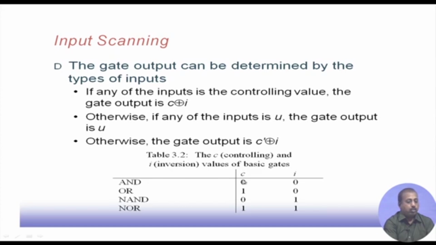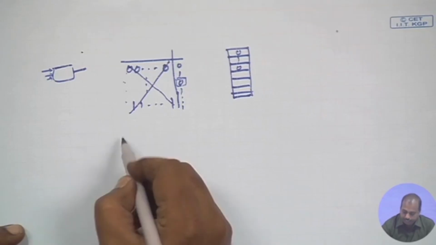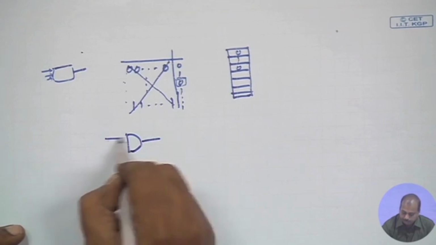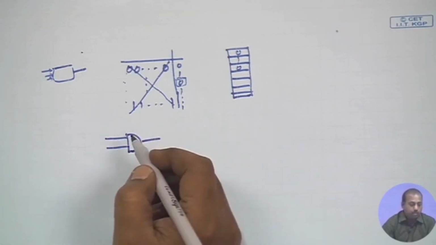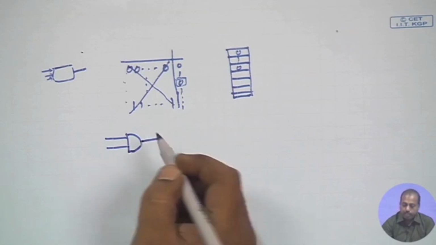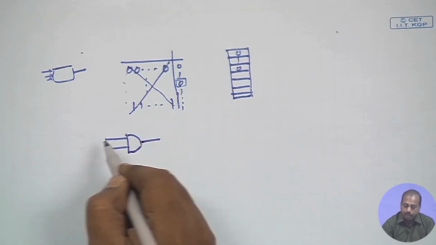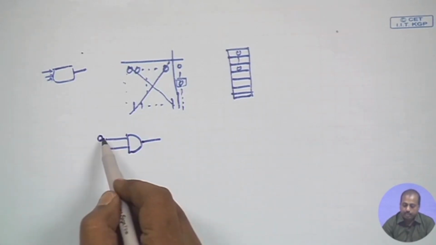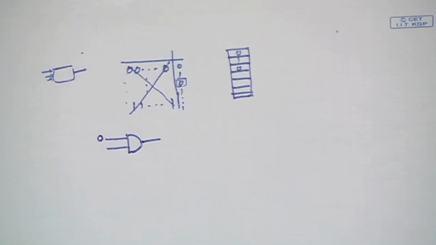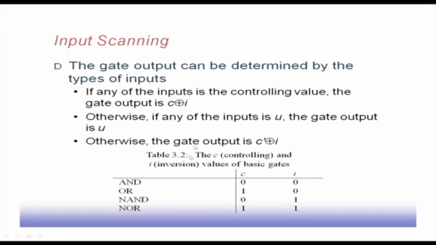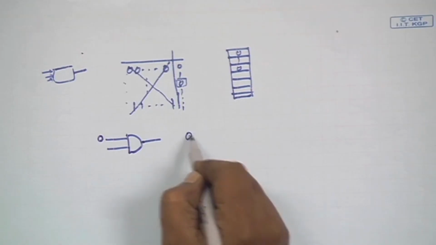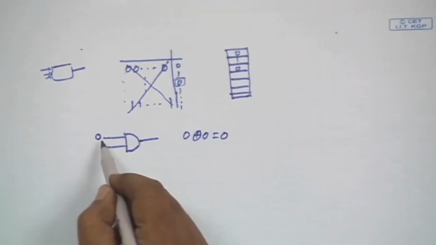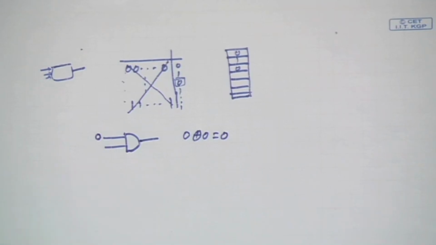For an AND gate, the controlling input is 0 and the inversion value is also 0. That means if I have an AND gate to be simulated with 2 inputs, to see what the output will be, we look at the inputs. If one of them happens to be 0, we know that it is a controlling value. When it has a controlling value, the output is C XOR I, where I is the inversion value, which is also 0. So 0 XOR 0 is equal to 0. Whenever any of the inputs is equal to 0, the output is equal to 0.